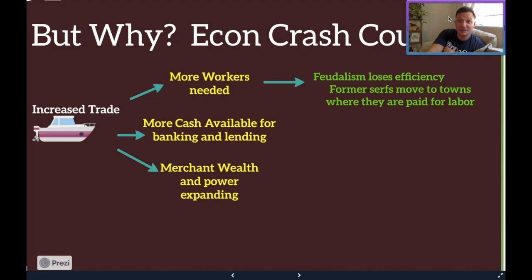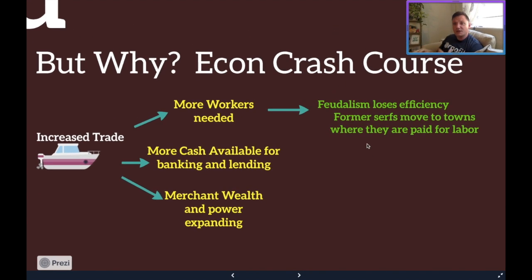Also, around the 1500s and 1600s, the Dutch are going to begin new agricultural techniques, which makes it so you don't even need as many people on a farm anymore. So now that feudalism is losing its efficiency, serfs are being freed from their contracts. They're moving to cities and being paid for their labor, leading to a consumer revolution. We'll talk about that a lot going into the 1700s.